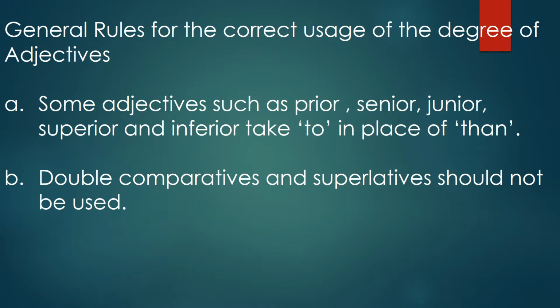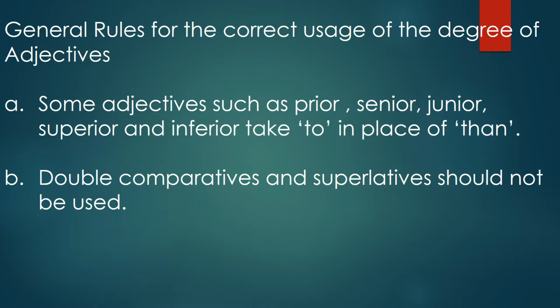So students, there are some general rules for the correct usage of degrees of adjectives. First, some adjectives such as prior, senior, junior, superior and inferior take to in place of than. For example, first example: the question has been asked prior to my arrival. Second example: they are senior to me in office.